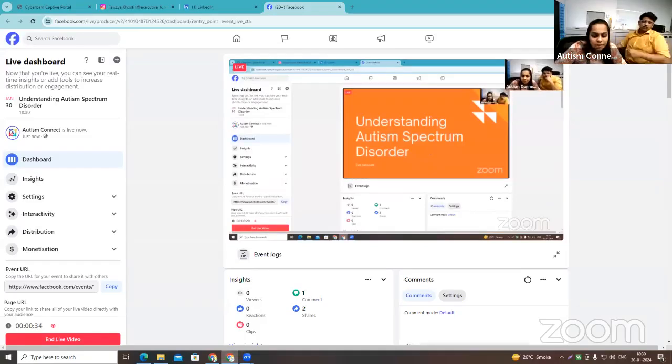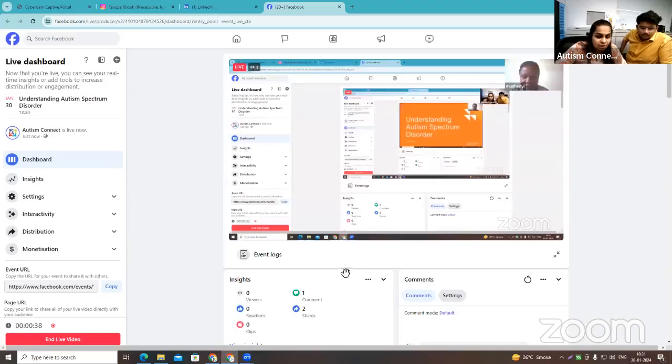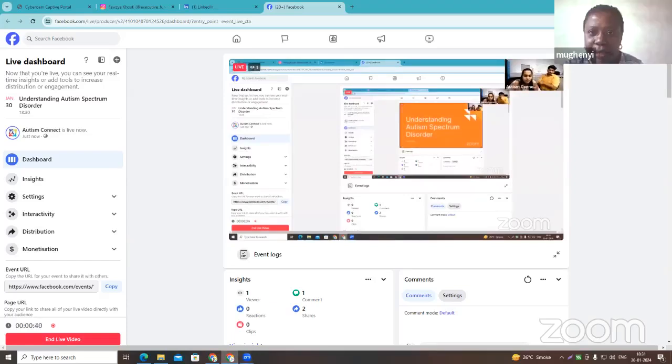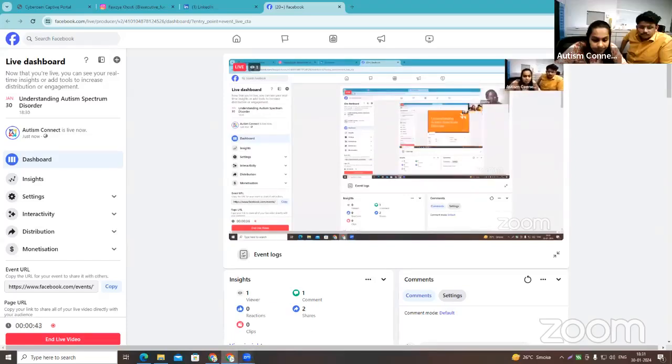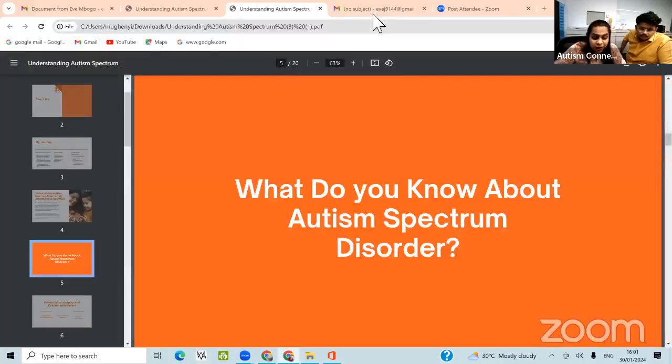So we'll do one thing. We cannot screen share, because if we screen share, it will turn out like this. You will have to share your screen because we are streaming this live. Just try sharing your screen and open that PDF. Yes, ma'am, this will work.